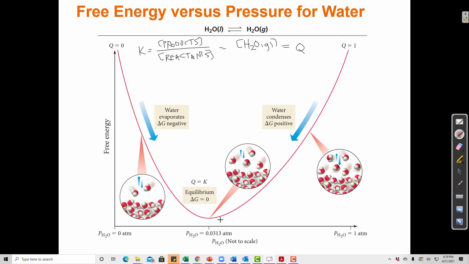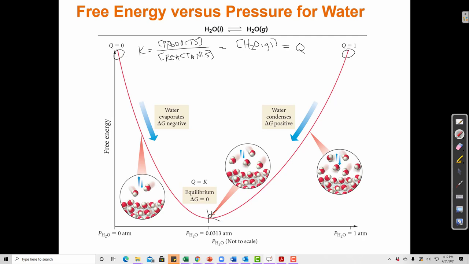So this is K right here, right? K is at the bottom where the reaction stops moving, that's equilibrium. So up here, this is Q equals 0, and up here is Q equals 1, and when I'm at equilibrium, Q equals K, the reaction stops. So when Q is less than K, the reaction moves forward until it reaches equilibrium and stops. When Q is greater than K, the reaction moves backwards until we reach equilibrium and the reaction stops.